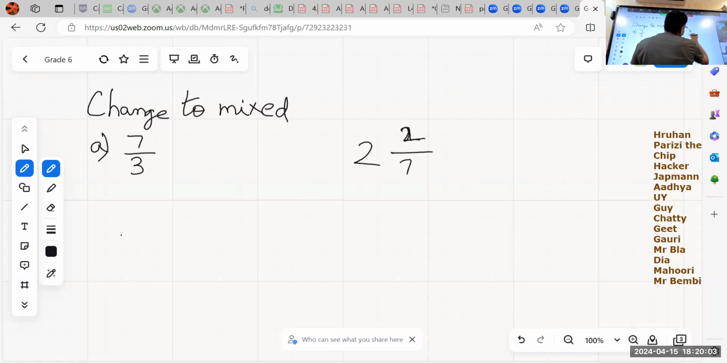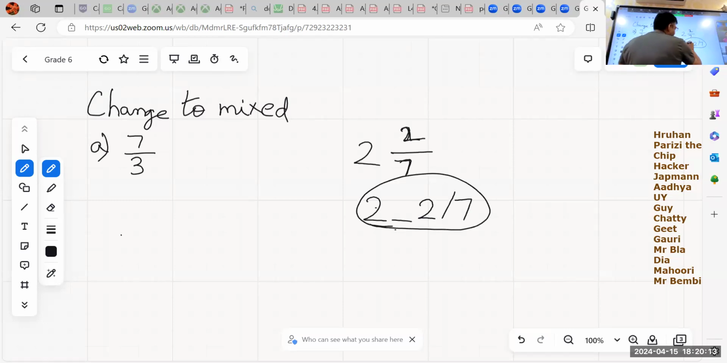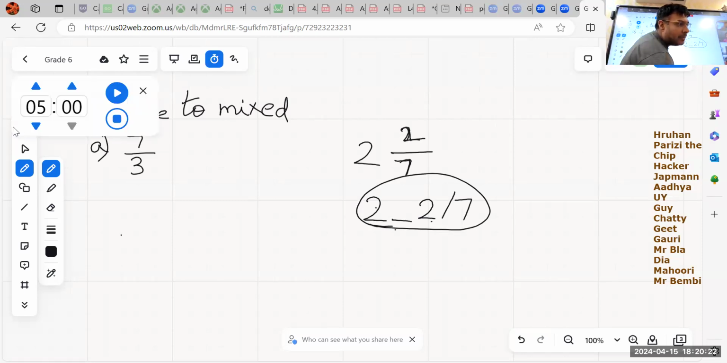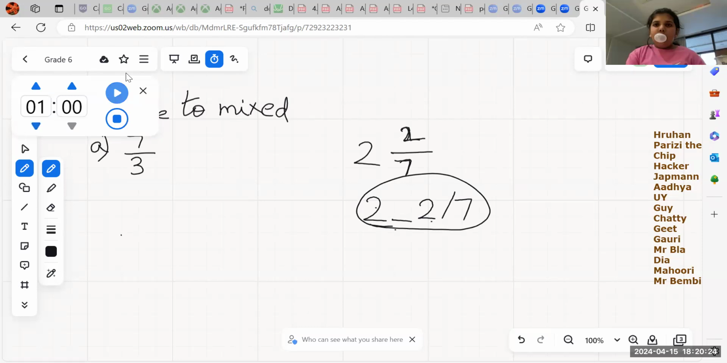So how will you send 2 by 7? First you will write 2, then give a space, then you write 2, then slash, then 7. This is how you send mixed fractions in the chat. First the whole number, then the space, then 2 slash 7. So quickly kids, within 1 minute, send the answer. Timer has already started. Start now.